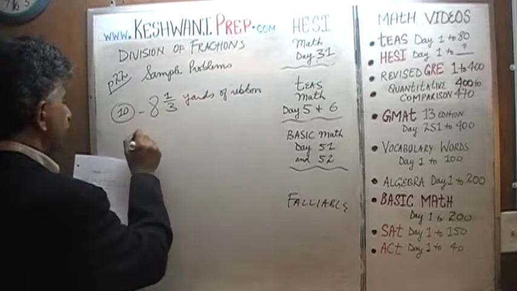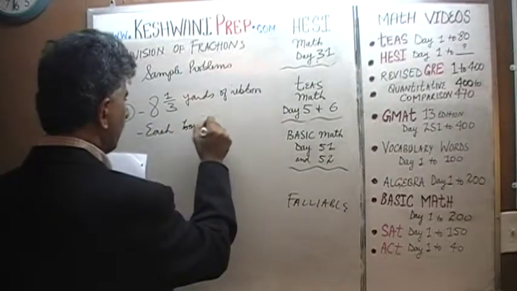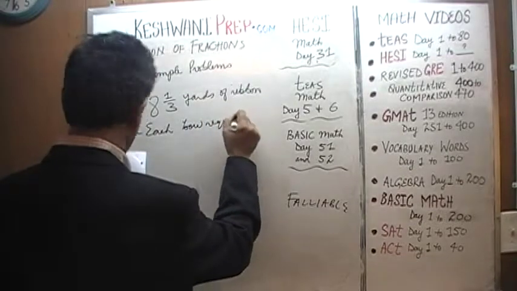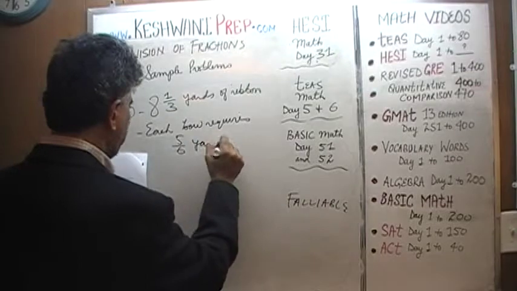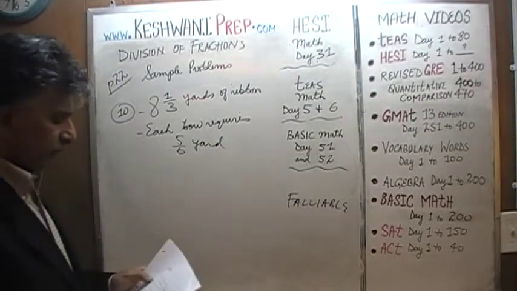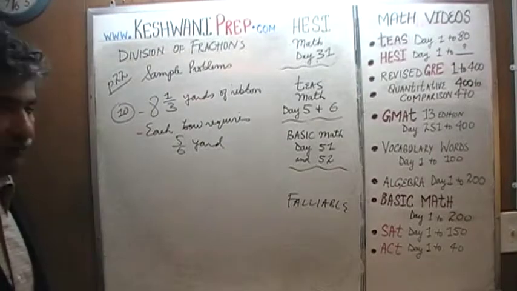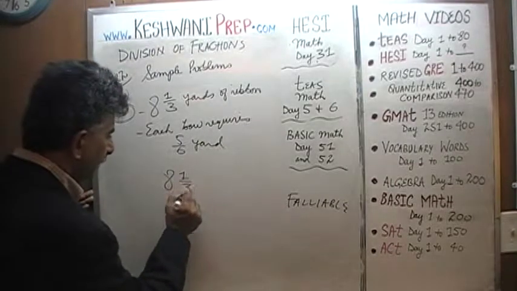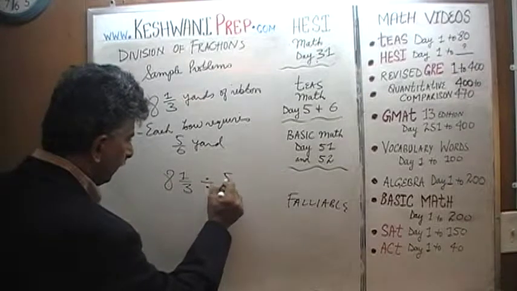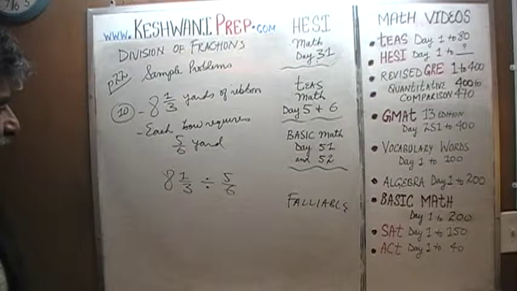We are told that each bow requires 5/6 yard. Well, how many bows can we make? Essentially, what they're asking us here is to take 8 1/3 and divide it into 5/6. 8 1/3 divided by 5/6.